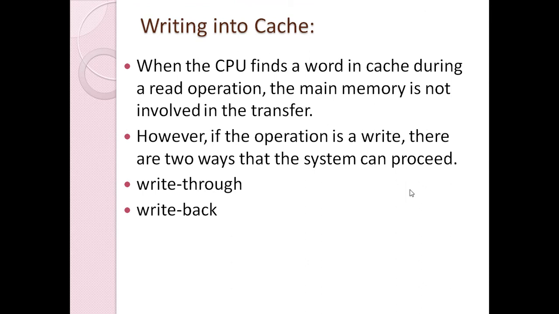Now there is one important discussion about cache, which is writing into cache. If the CPU finds a word in cache during a read operation, then main memory is not involved in the transfer. Data is taken from the cache. But in case of a write operation, if the data is there in cache and the CPU wants to write, then it will write in cache. It will also write in main memory. So there are two types of writing strategies. One is called write through and one is called write back.